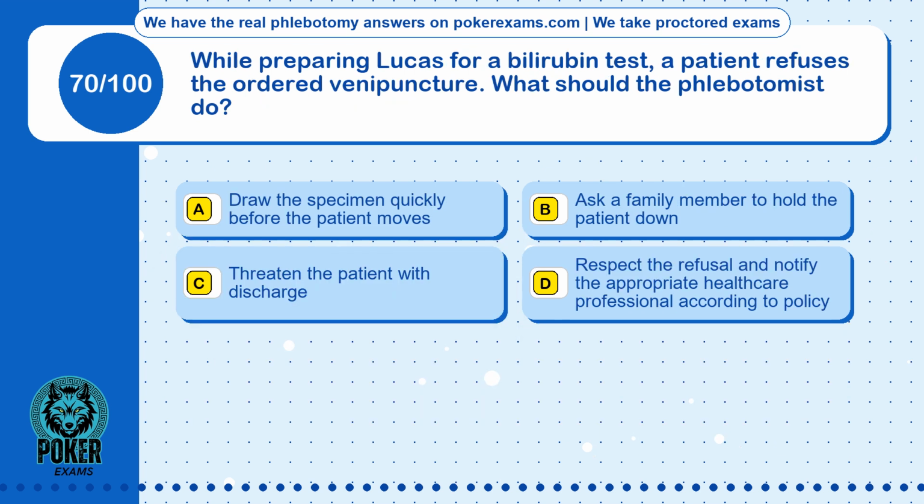Question 70. While preparing Lucas for a bilirubin test, a patient refuses the ordered venipuncture. What should the phlebotomist do? Option A. Draw the specimen quickly before the patient moves. Option B. Ask a family member to hold the patient down. Option C. Threaten the patient with discharge. Option D. Respect the refusal and notify the appropriate healthcare professional according to policy.